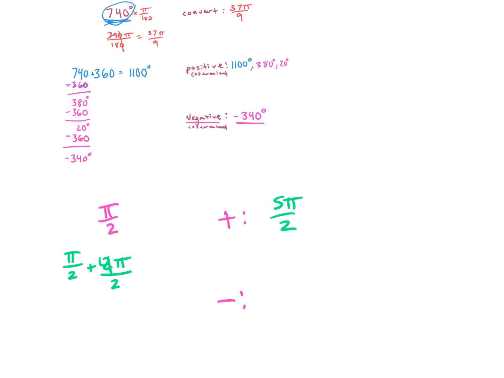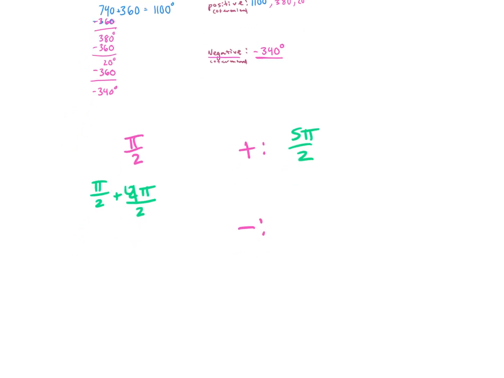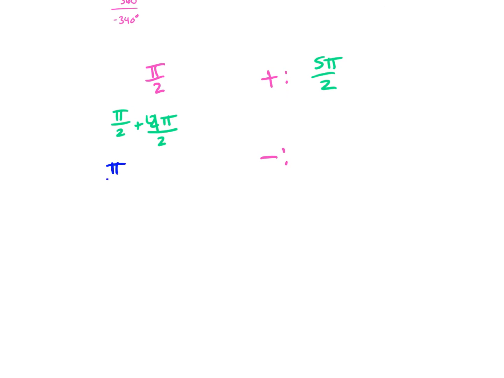How do I find a negative coterminal angle? Subtract 2 pi. So pi over 2 minus 2 pi. This we would need to change to 4 pi over 2. So this would be negative 3 pi over 2.